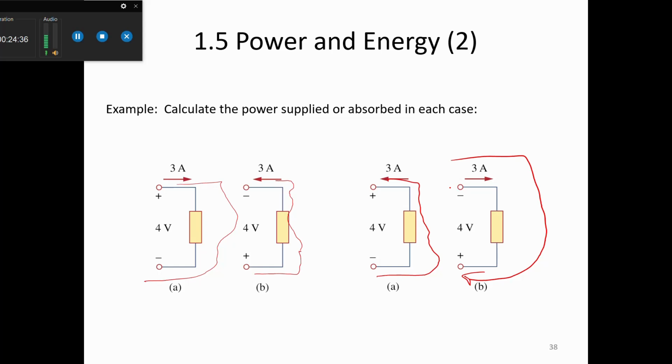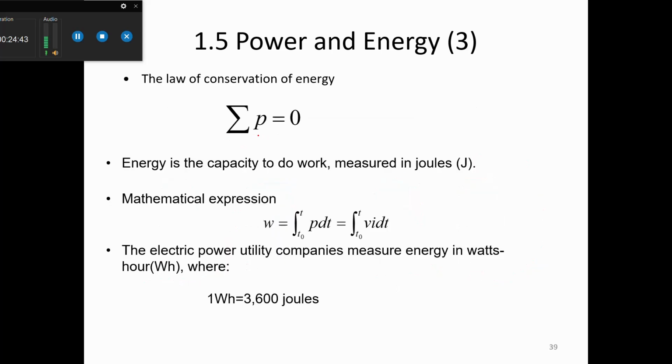If it's power supplied, then you will add a negative sign, and if it's power absorbed, then we'll have a positive sign associated with it. Law of conservation of energy: the algebraic sum of all the powers in the circuit will be equal to 0.